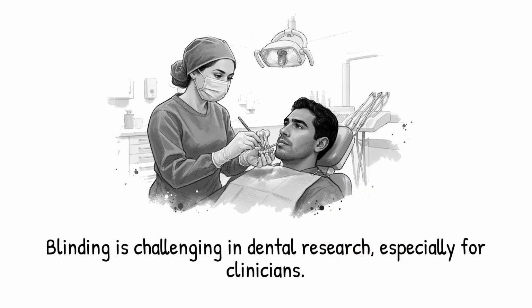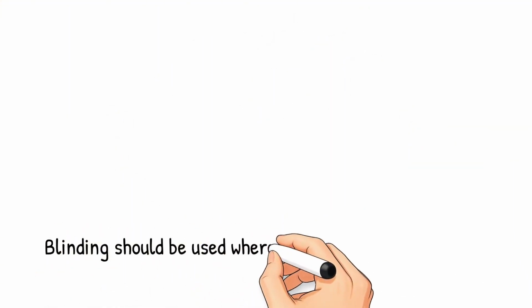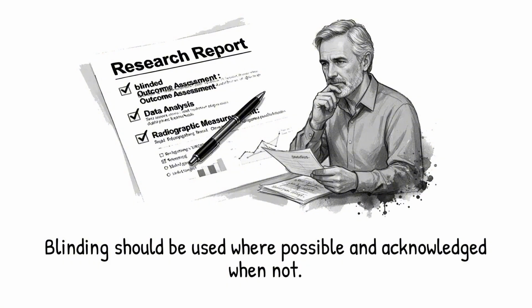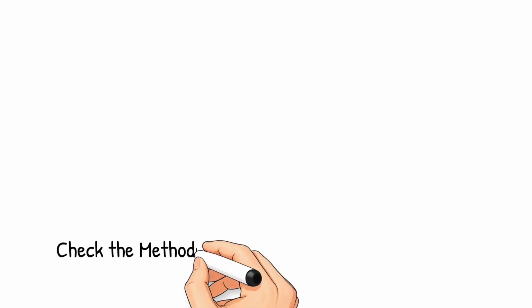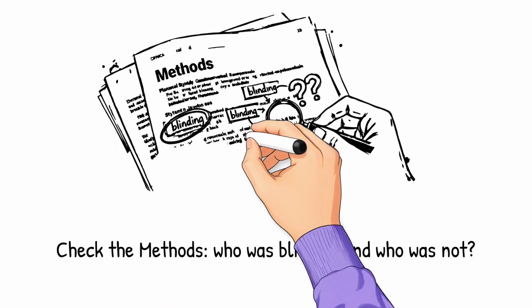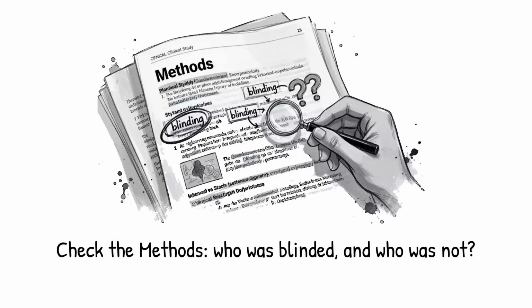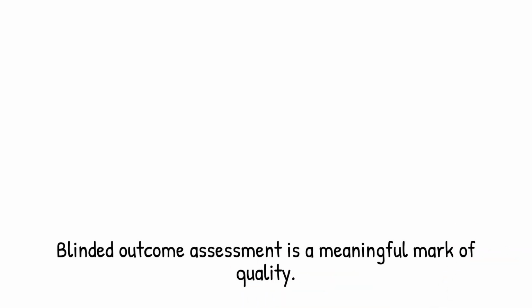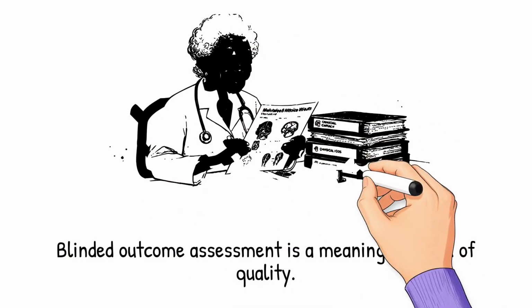You cannot always blind a patient to whether they received a surgical procedure or a tablet. But where blinding is possible, in outcome assessment, in data analysis, in radiographic measurement, it should be applied, and when it is not applied, the study should acknowledge it as a limitation. When you read the methods, ask who was blinded and who was not. If an RCT reports no blinding at all, the results should be interpreted with caution. If a study reports that the outcome assessor was blinded, that is a meaningful quality marker, even if the treating clinician was not.